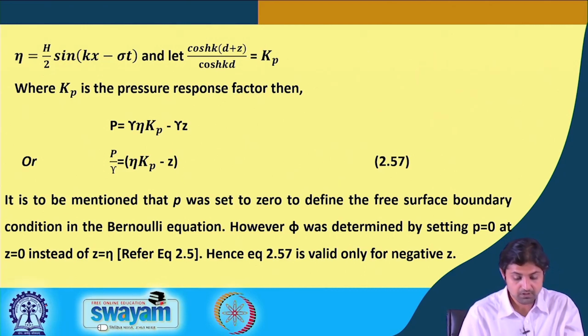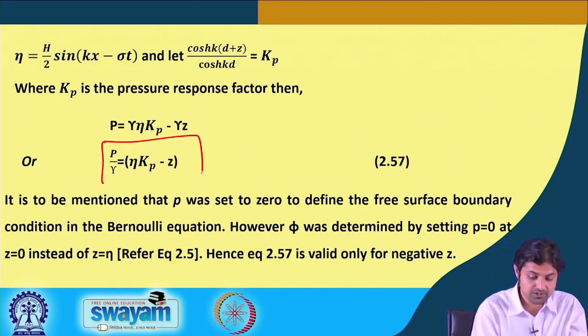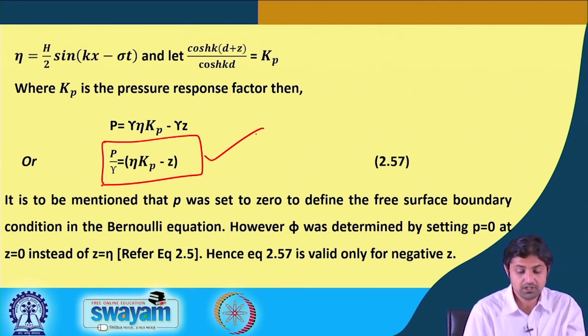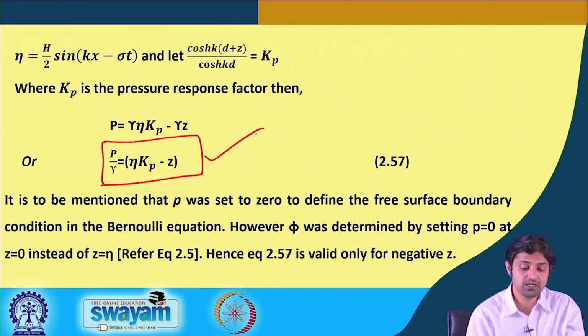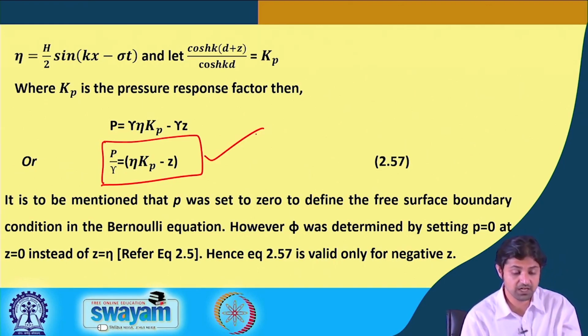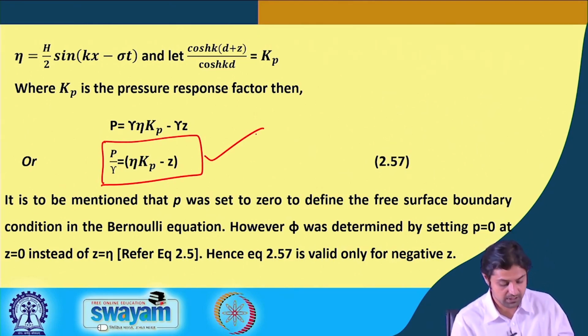So, p by gamma is eta K p, and I think this is one such equation which should be remembered. K p is cosh k(d plus z) divided by cosh kd, and eta we already know is a sin(kx minus sigma t), or H by 2 sin(kx minus sigma t).